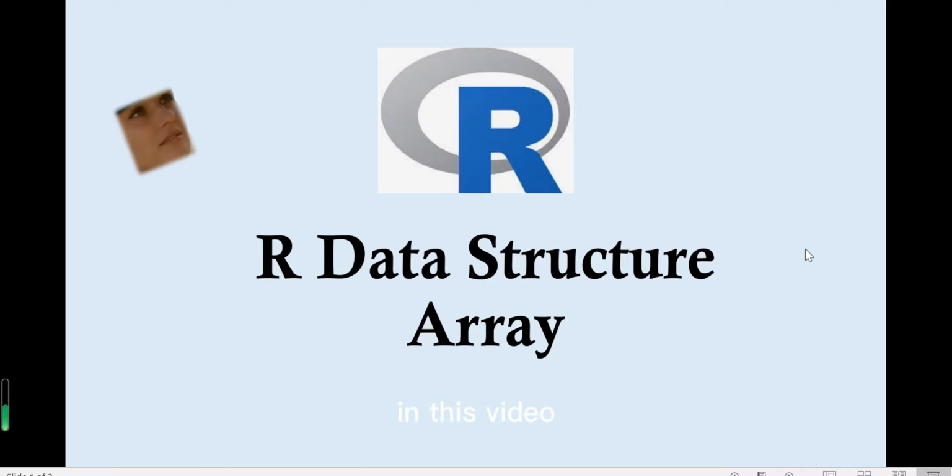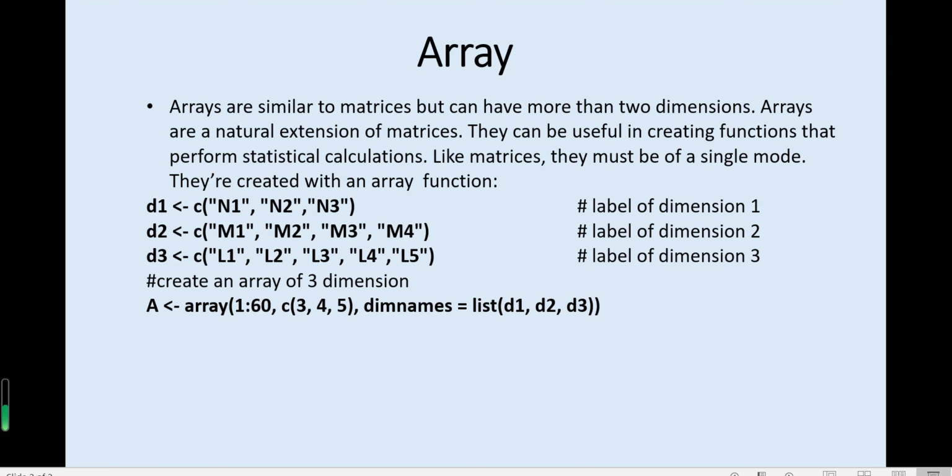In this video, we will introduce another type of R data structure called array. Arrays are very similar to matrices, but different from a matrix, an array can have more than 2 dimensions. So we know a matrix is a data object with 2 dimensions, right? So arrays can have more than 2 dimensions.